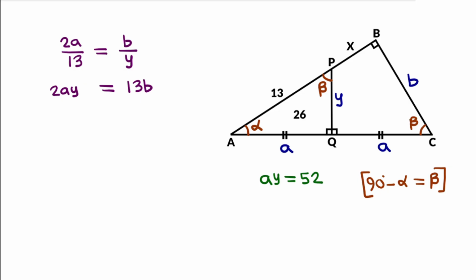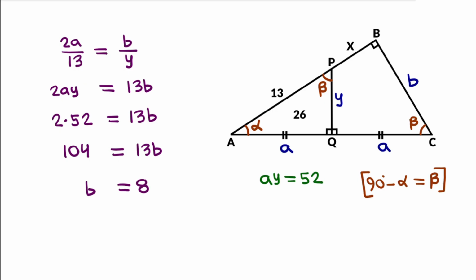But wait, we already know that AY equals 52. So substitute that in. 2 times 52 equals 13B. That gives us 104 equals 13B. Divide by 13, and suddenly B equals 8. So the entire right side BC is exactly 8 units long.